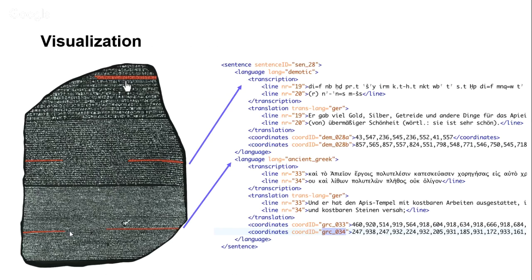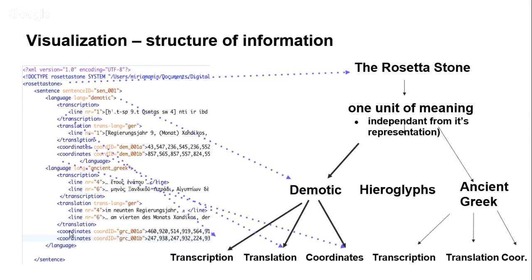So how did we make this visualization work? In order to connect the three versions of the same unit of meaning to each other and to their translation, and also to their coordinates in the high resolution picture, we developed an XML schema that matched our requirements. So actually we treated the stone as a hierarchically structured document. Let's take a closer look at how we structured our data in order to visualize it.